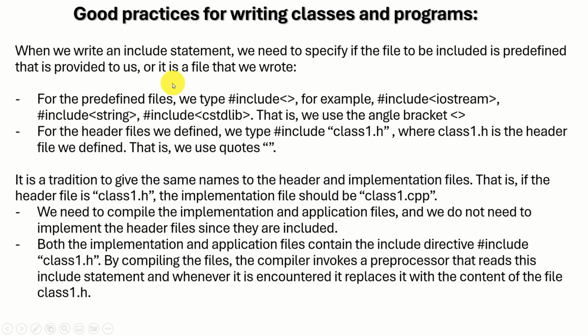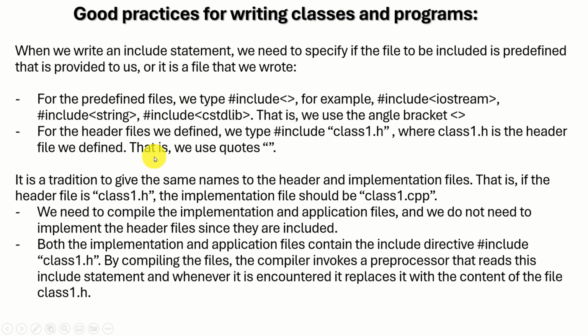So here are some additional good practices and some standards when defining classes and separating them. When we write an include statement, we need to specify if the file to be included is predefined, that is, the file that is provided to us, or it is a file that we wrote. For the predefined file, we write include with these angle brackets. For example, include input-output stream, include string, include cstdlib. That is, we use the angle brackets for the predefined files containing libraries.